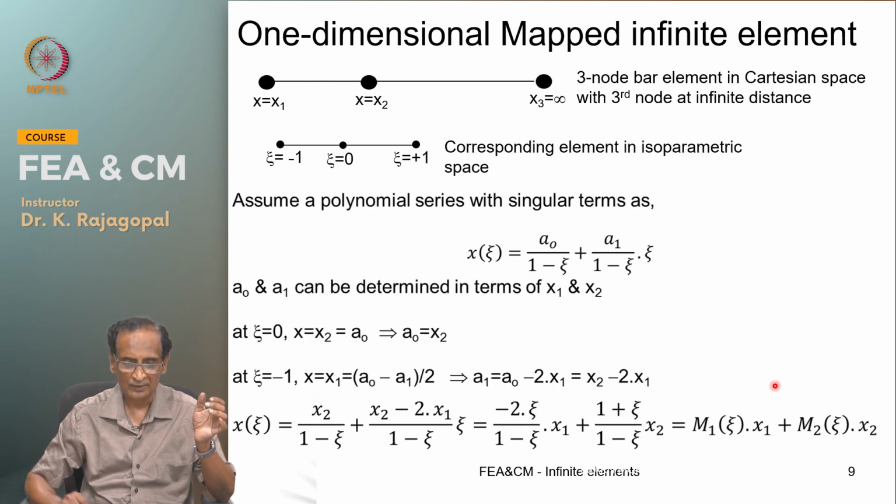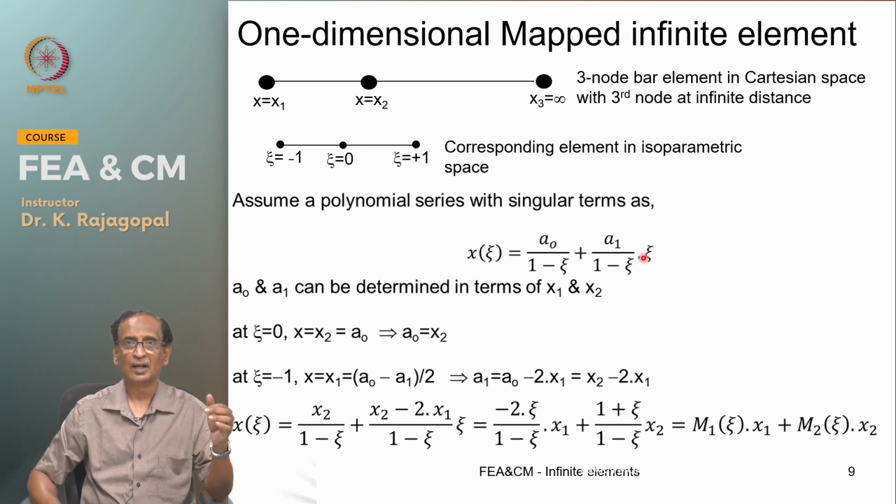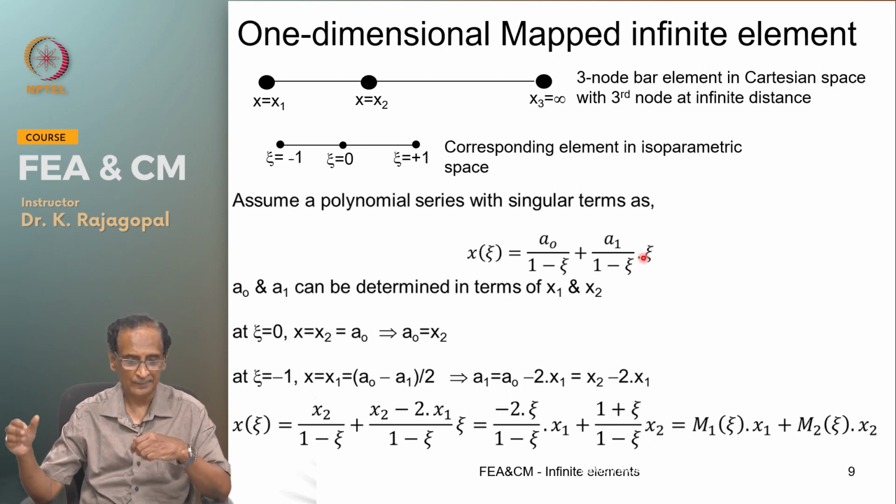And one of the simplest ones is by using a polynomial like this. Let us say you have 2 finitely located nodes at x1 and x2, and we can write x as a function of a0 and a1. These are the generalized coordinates: a0 by 1 minus xi, plus a1 by 1 minus xi times xi. And purposely we have made them singular at xi of +1 because we want infinity.